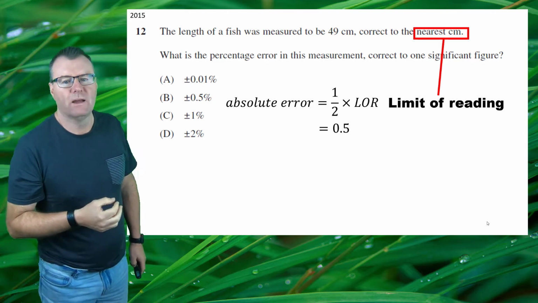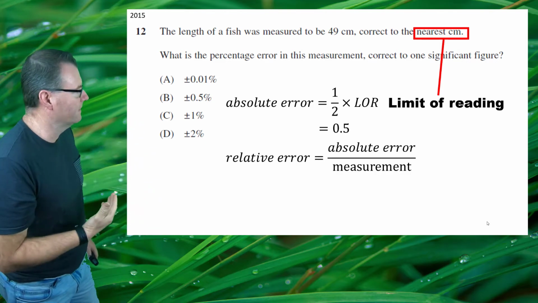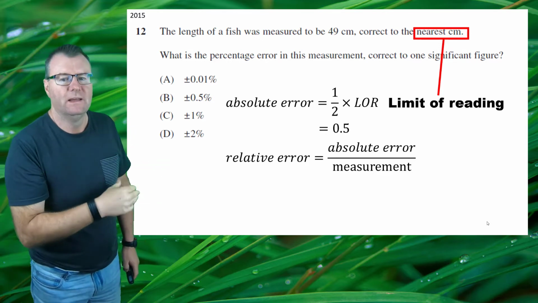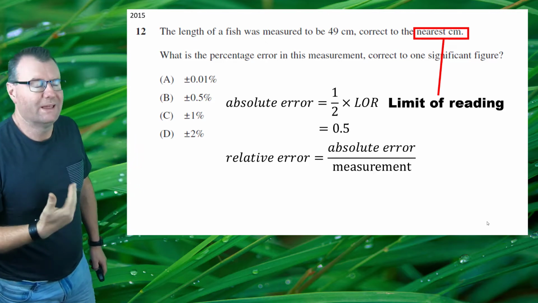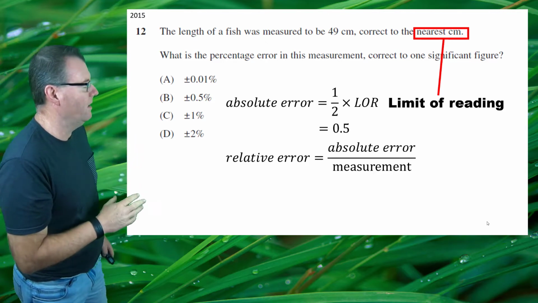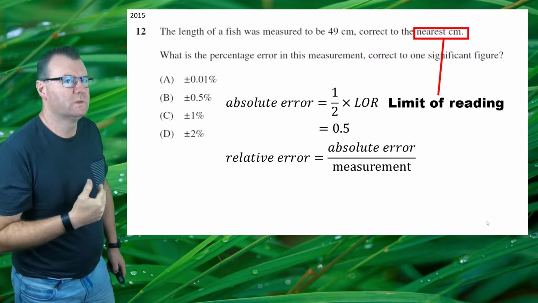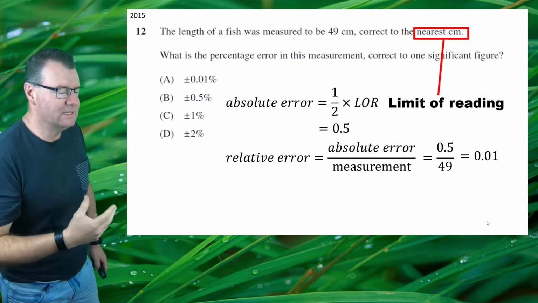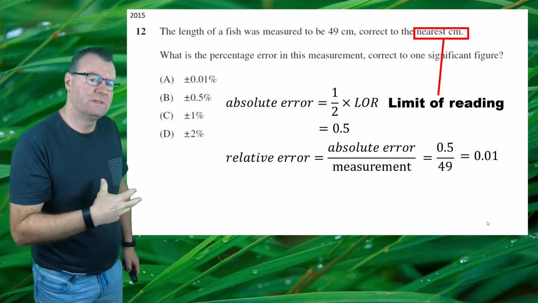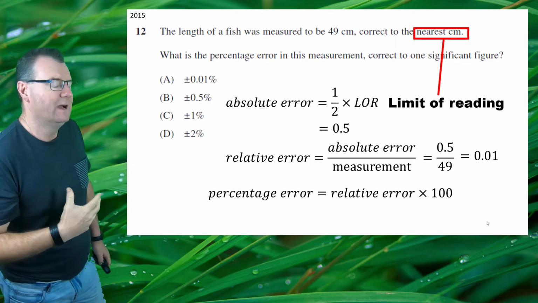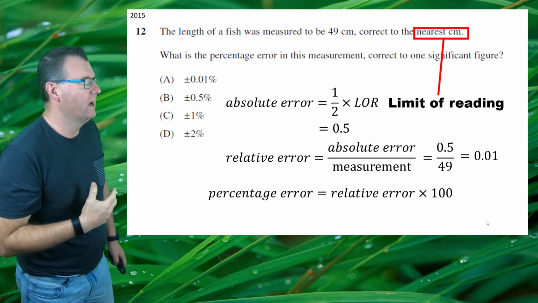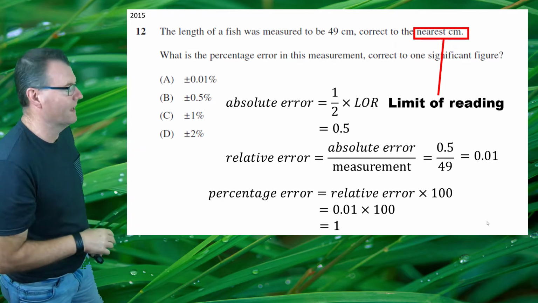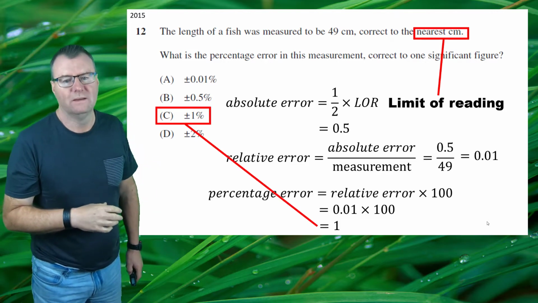That is important because now I can put that into my relative error formula, which says the relative error is if I take the absolute error and divide it by the measurement, I will get a value for relative error. So in this case, I take the 0.5, I put it over the original measurement, which was 49, and I get a decimal value of 0.01. Now the last step, and nice and easy, I've got a decimal to convert to a percentage. I simply multiply that by 100. So if I take my relative error, multiply it by 100, I get an answer of 1 in this case. And so the only option looking at that list there is plus or minus 1%.